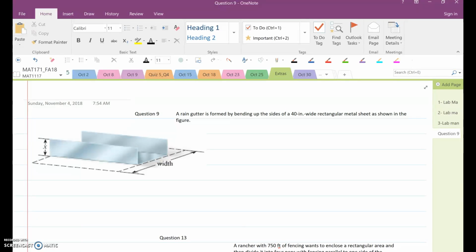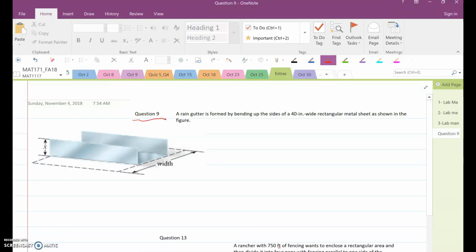I'll try to answer your question 9 and question 13 from quiz 11. However, I'm not going to answer the whole question. I'm just going to model the problem, which is, I think, part A for both problems. I think you can further go along from there. So let's start with question 9.